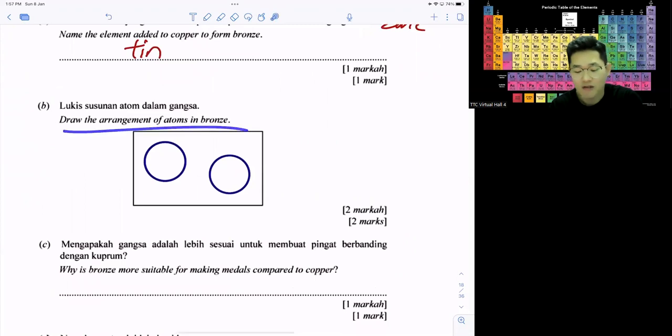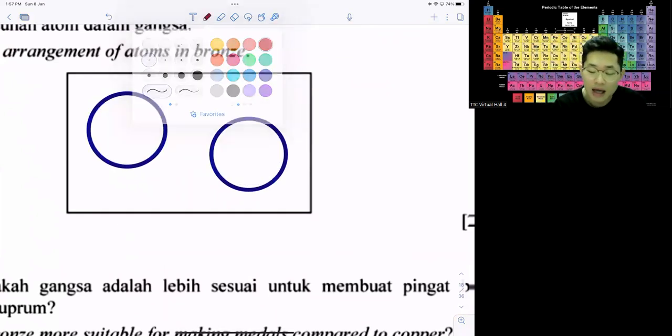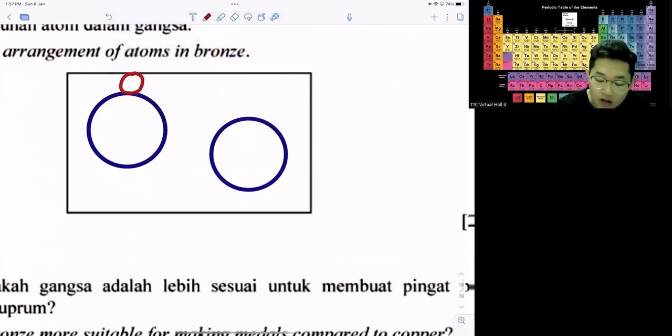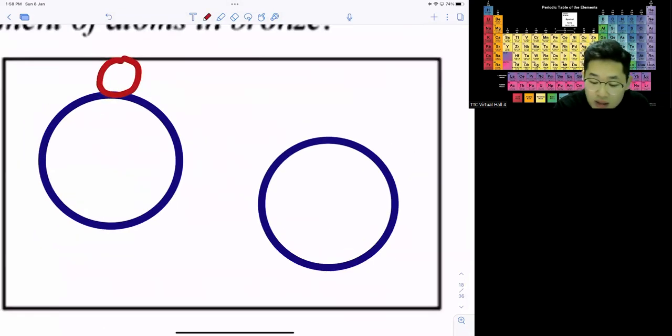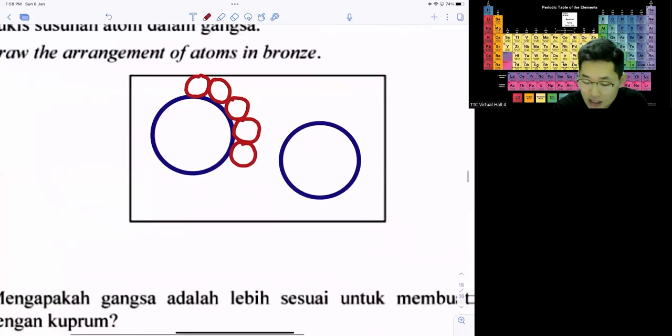Draw the arrangement of atoms in bronze. Remember, when we are drawing the arrangement of atoms in an alloy, I will usually draw two big atoms and then followed by small atoms around it. Don't overlap. Also try to draw as well as possible. So they all will be in the same size.